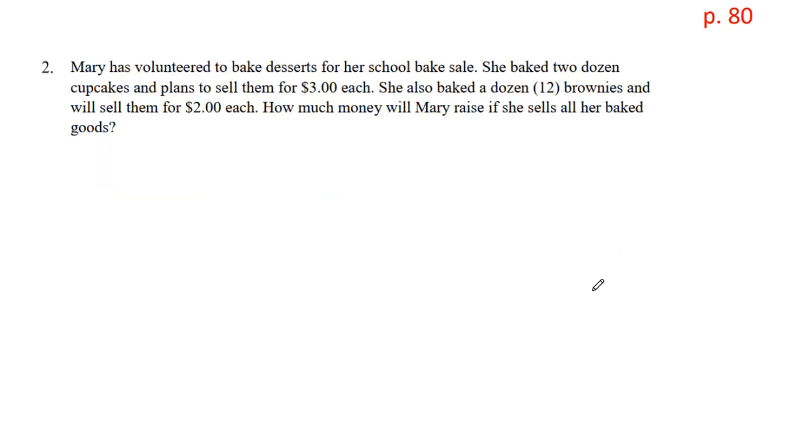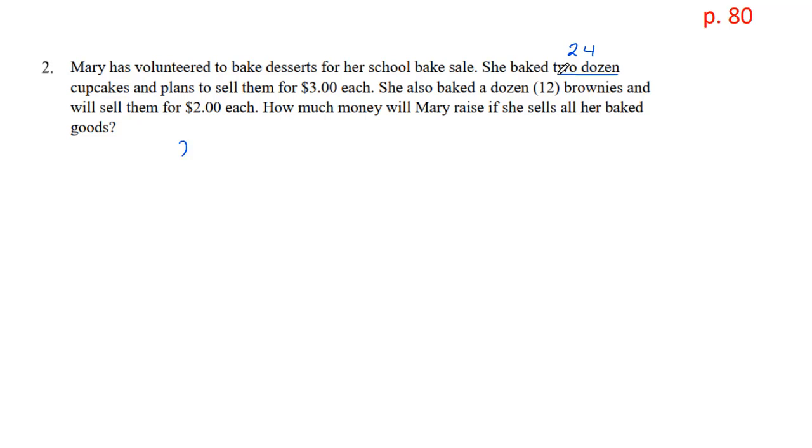For number 2, Mary has volunteered to bake desserts for her school bake sale. She baked 2 dozen cupcakes and plans to sell them for $3 each. She also baked a dozen brownies and will sell them for $2 each. How much money will Mary raise if she sells all her baked goods? So here we have 2 dozen. So a dozen is 12, so 2 dozen is going to be 24 cupcakes. And then she baked a dozen brownies.